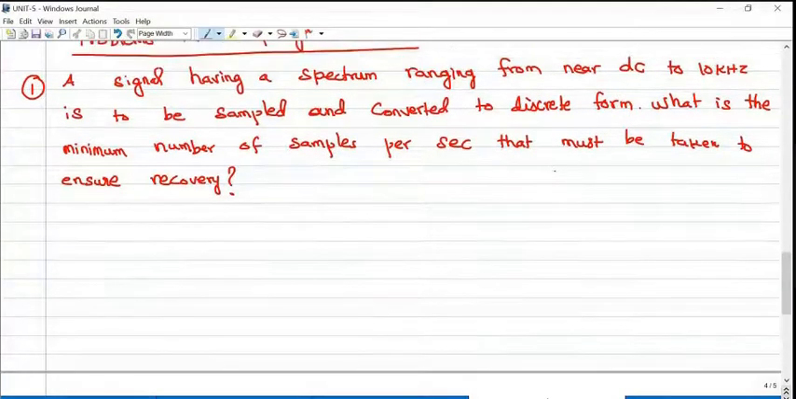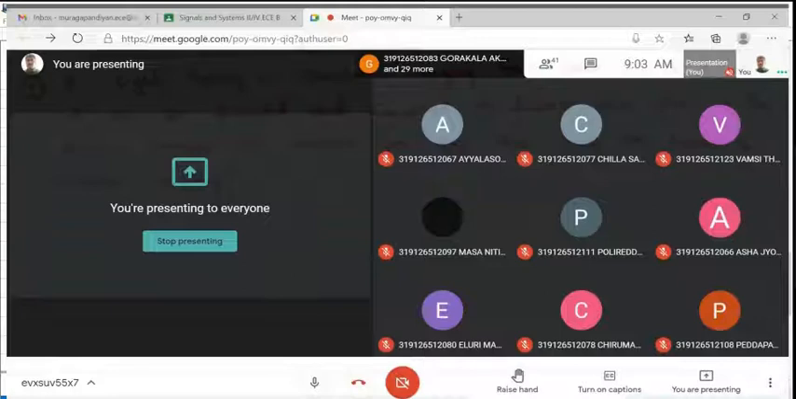A signal is there. There are different frequency contents available, meaning they are a mix or combination of some signals. So the frequency content varies from DC up to 10 kilohertz. We need to take samples of the signal or convert it into discrete form. Again, at the receiver side, if you want to convert back into the original analog information without any loss, what is the sample rate? The simple question.